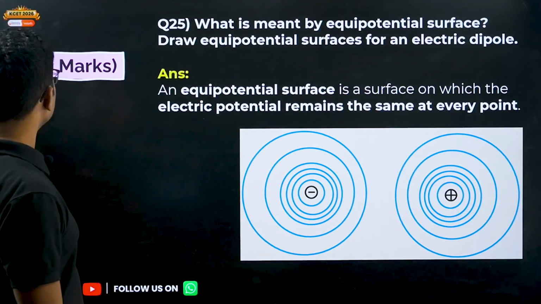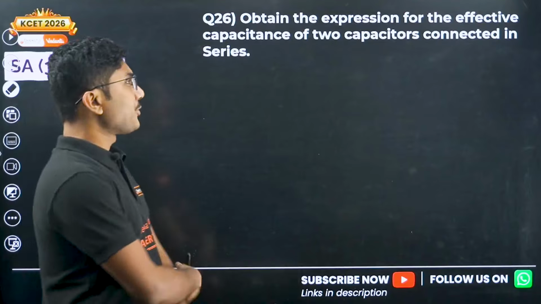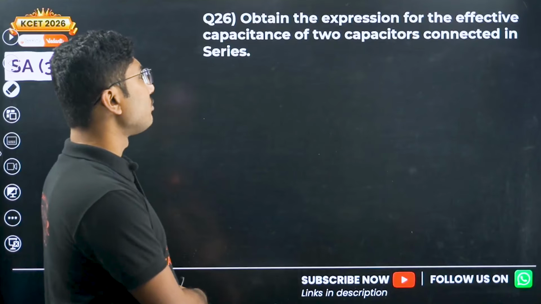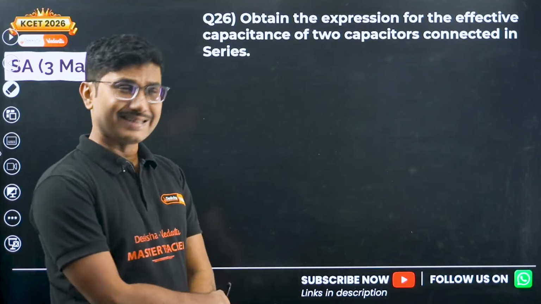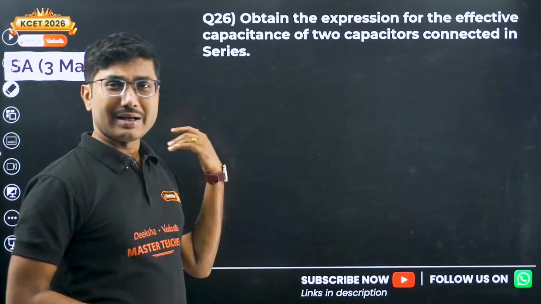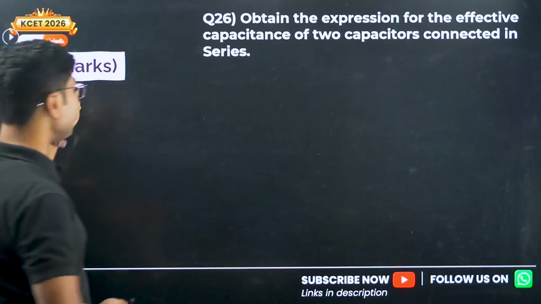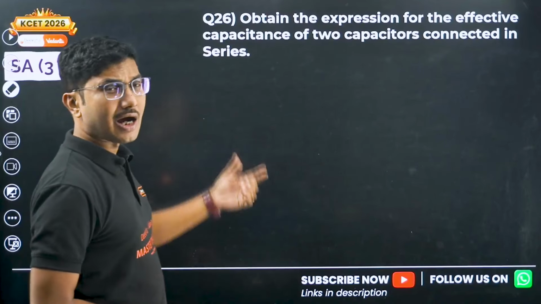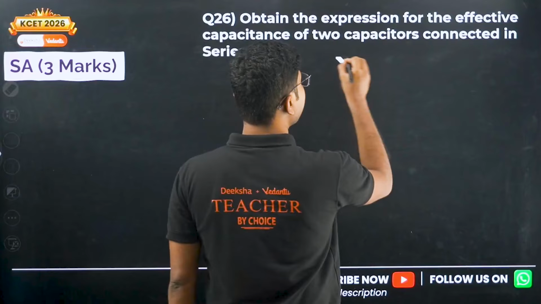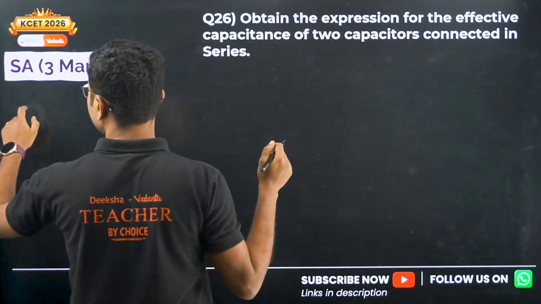Next, obtain the expression for the effective capacitance of two capacitors connected in series. So either series or parallel, any one of them can come as a 3-marker question. So first we will start with series. So here we have two capacitors.